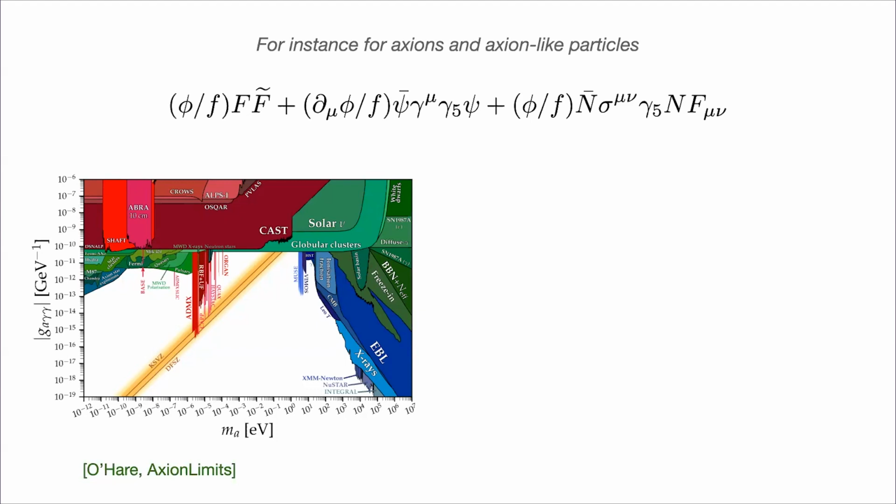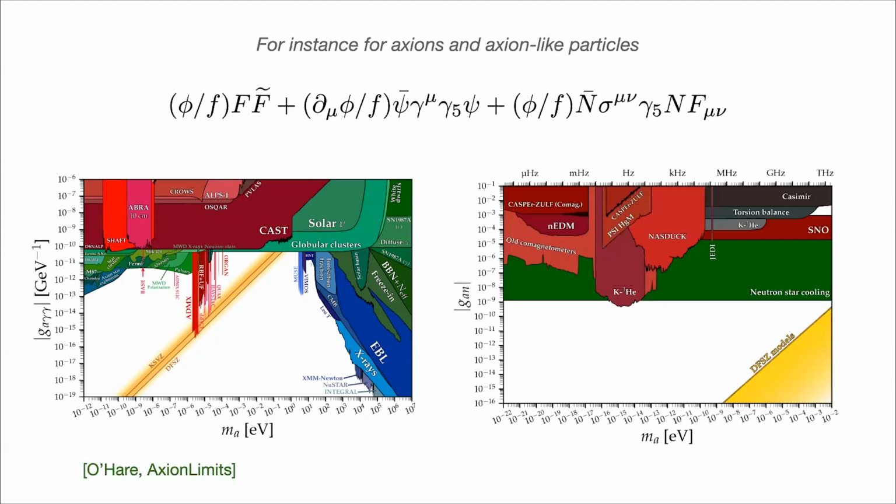If we look at the other couplings, for instance, couplings to the nucleon field, we see that there's also a lot of different ways to search for axion-like particles. There are magnetometers, there are NMR experiments, which is CASPEr, and there are other kinds of experiments going on in order to probe axion coupling to the nucleon field.